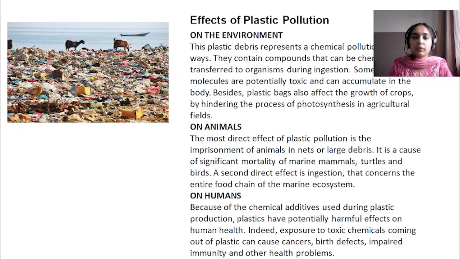Now, effects of plastic pollution. Effects of plastic pollution can be seen on the environment, on animals, and on humans as well. Firstly, on the environment, we can see the effects of plastic. Plastic represents a chemical pollution in several ways.